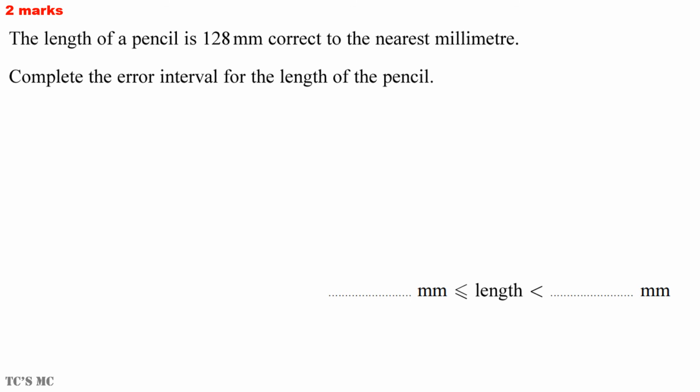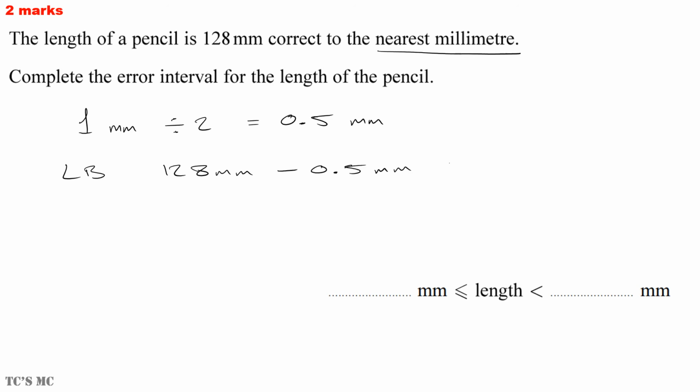The length of a pencil is 128 millimeters, correct to the nearest millimeter. Complete the error interval for the length of the pencil. If it says nearest millimeter, that means nearest whole number, and the smallest whole number is 1. So we're working with 1 millimeter. We need to divide that by 2. That gives us 0.5 millimeters. And to work out the lower bound, we need to do 128 millimeters, subtract 0.5 millimeters, and that gives us 127.5. So we're going to write that over here.